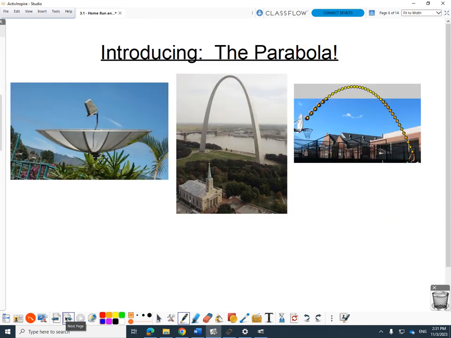So introducing the parabola. This curve that we're talking about is given a fancy name called the parabola. You see them out in the world all the time. These satellite dishes are actually built in the shape of a paraboloid, it's called. It's a parabola in every direction. Many structures are built like parabolas, and this is the path of a basketball. Anything that flies through the air is going to follow some kind of parabola.